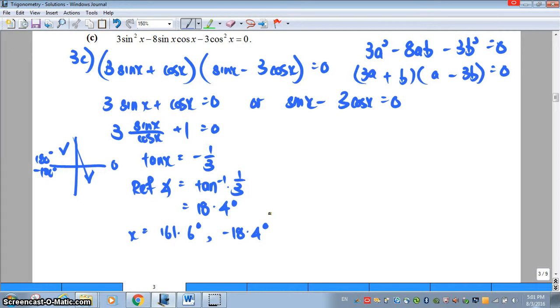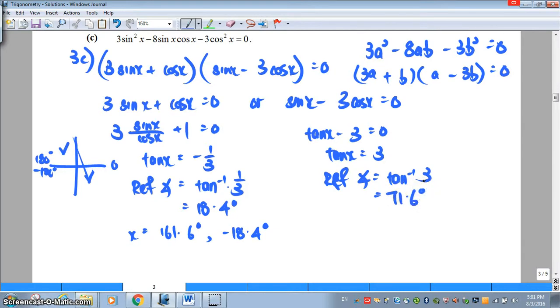Using the same approach, I'm going to divide everything throughout by cosine x, because I can't factorize it anymore. So tangent x in this case will be equal to 3. Likewise, find the reference angle. Tangent inverse of 3. I will get 71.6.